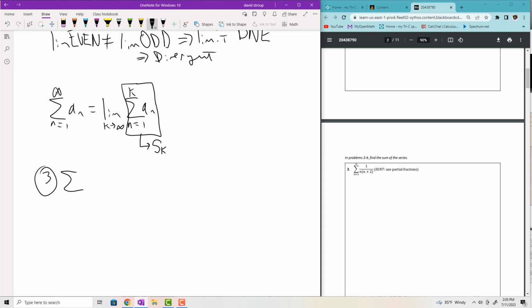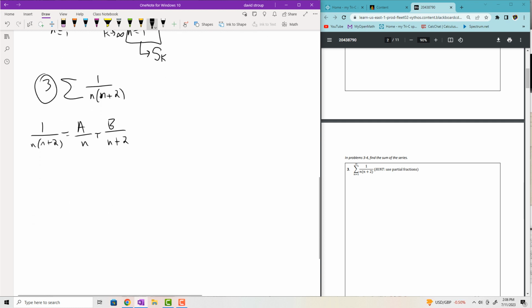All right, anyways, this one is telescoping. I'll even tell you, on the test you can do partial fractions, or that's the hint. So what do we have? Okay, so we set it up 1 all over n times n plus 2. That'll equal a all over n plus b all over n plus 2. And we want to solve for a and b here. So multiply through by n times n plus 2. You get 1 equals a times n plus 2 plus b times n.